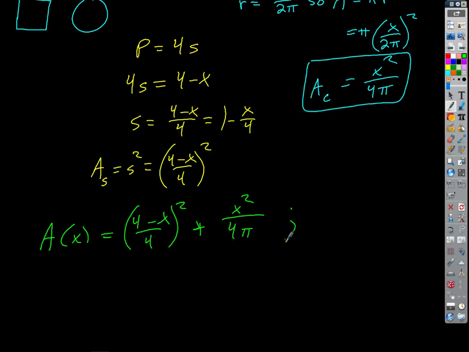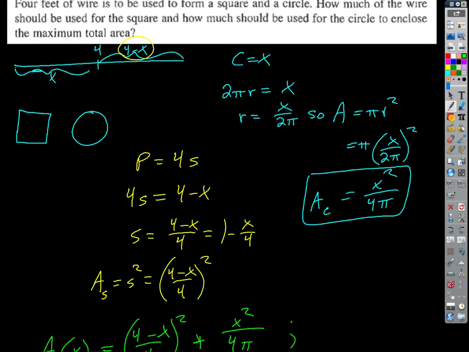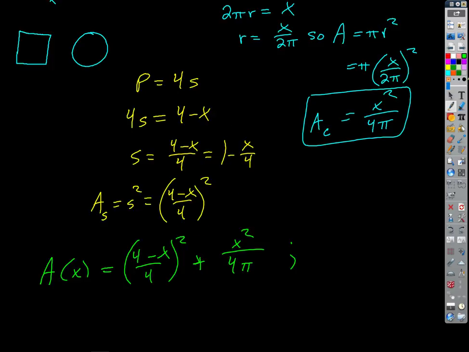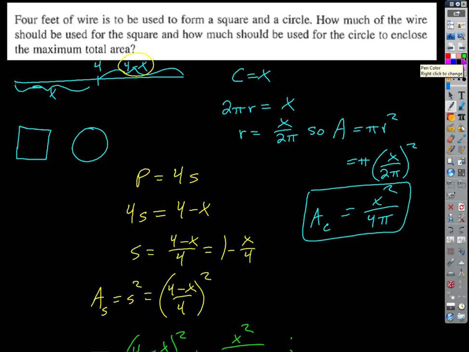What's our domain? Zero to 4, right? Make sense? Do I include the endpoints? Yes, I do, because I could not cut it at all. Cutting it at 0 just means I'm leaving all of it for the square essentially, doesn't it? Because here's where I'm gonna cut it. This is the circle part, that's the square part. So that means all square, that means all circle. This means somewhere a little bit of both, right?